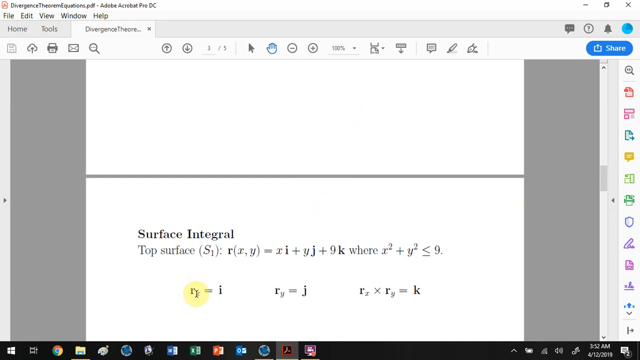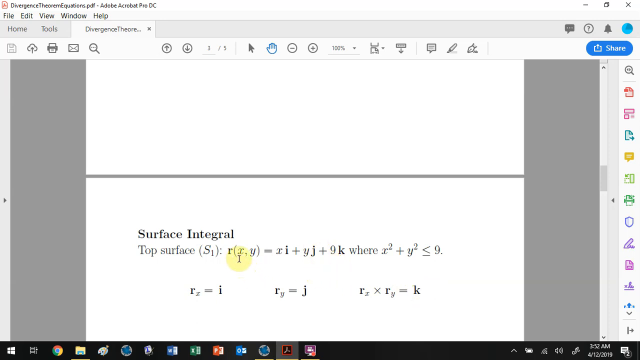Next, we need to compute the tangent vectors in each direction. So we do the partial derivative of r with respect to x, and we get a 1 here, a 0 here, and a 0 here. So we just get i. The partial derivative of r with respect to y, same thing, we'll just get j, because we get a 0, a 1, and a 0. And then if we do the cross product of those two, we're doing i cross j, which we know is k. We don't even really have to write that down because that's something we've observed before.